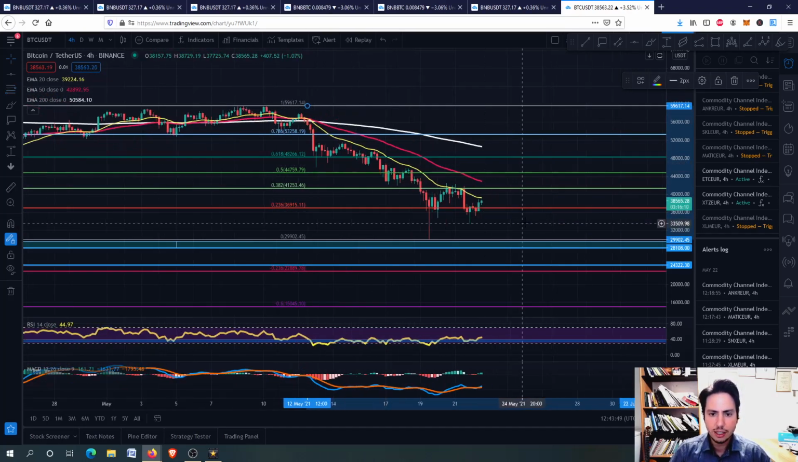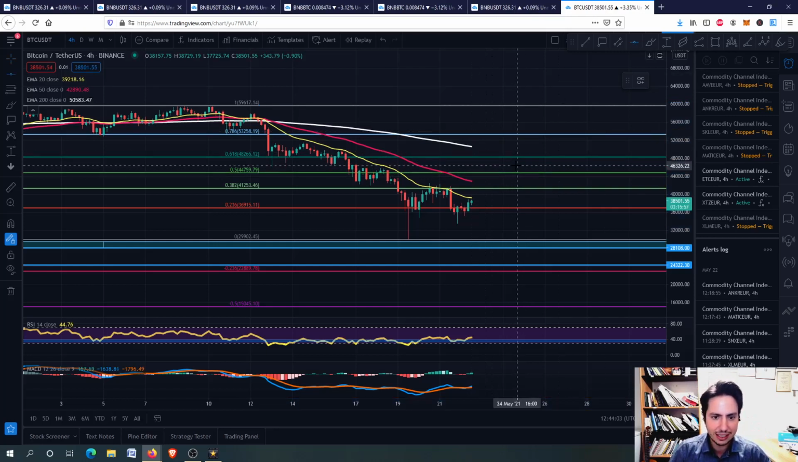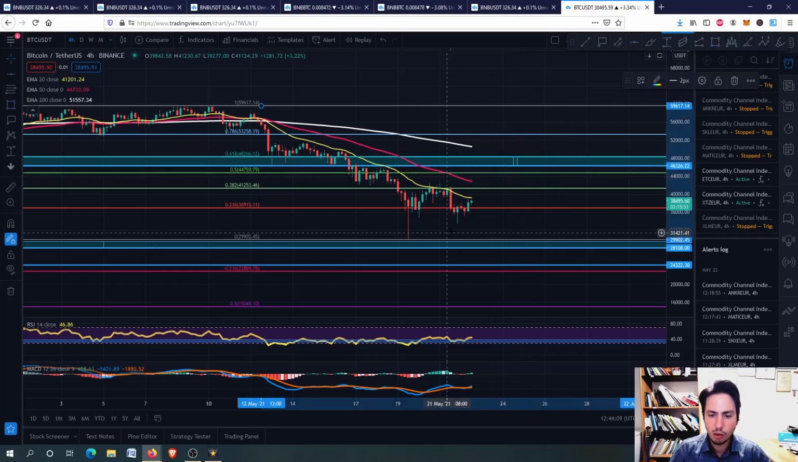So, very important resistance levels are the 44,000 USDT around there, and of course our Fibonacci retracement 47 to 48,000 around this area right here. Okay, so it is very, very important that we might have a swing high and go there.